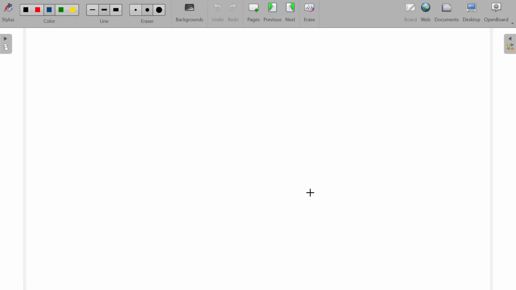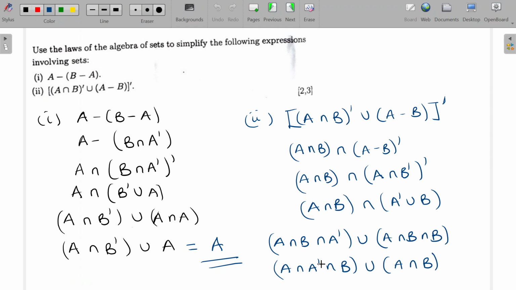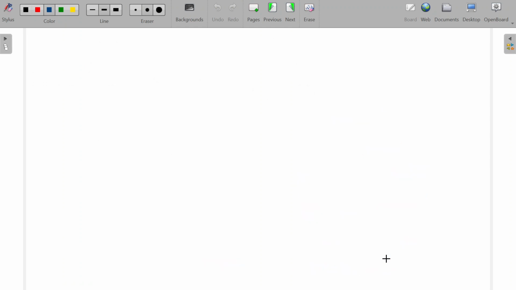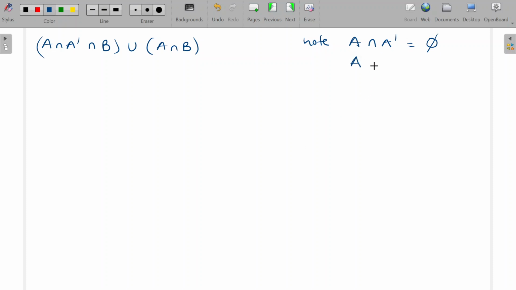Now we have A intersection A complement intersection B on this side, union A intersection B. That is what you have. Now, A intersection A complement is just an empty set. Then A union A complement is the universal set.